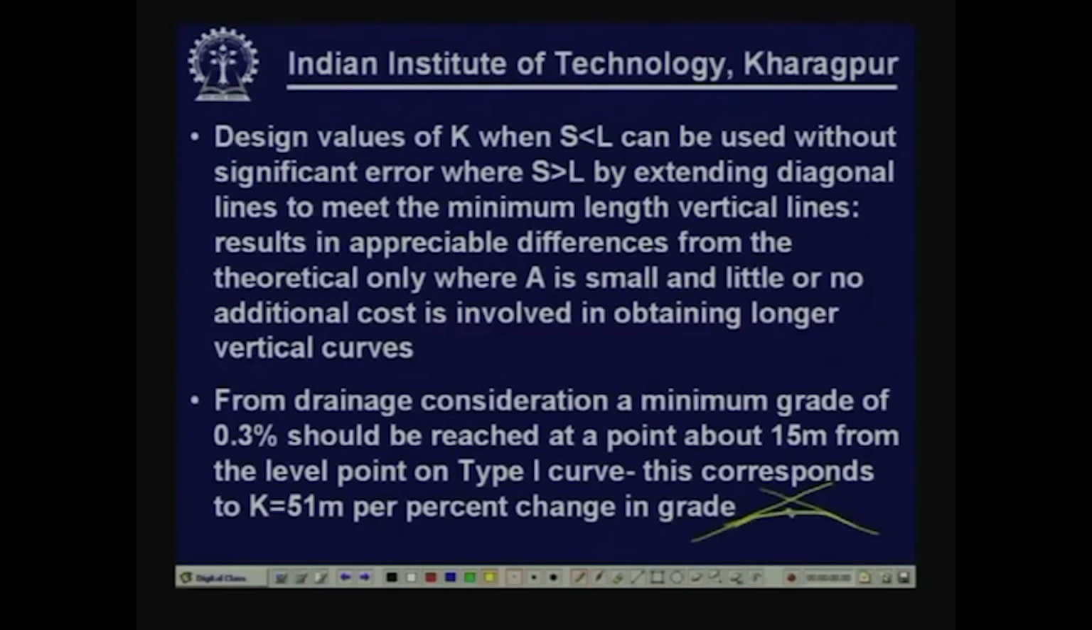Now, this is the point where it is a level point. So, what it is saying, for type 1 vertical curve, from drainage consideration, a minimum grade of 0.3% should be reached at a point 15 meter from the level point on type 1 curve, just to facilitate drainage. Now, this corresponds to a K value of 51.